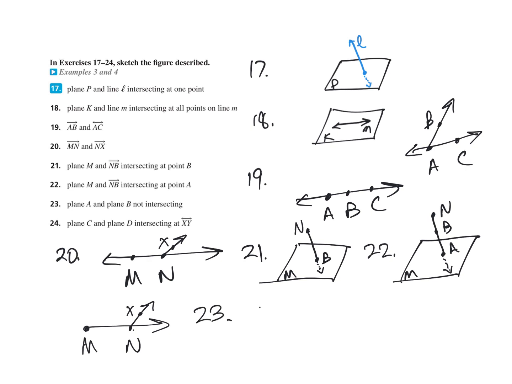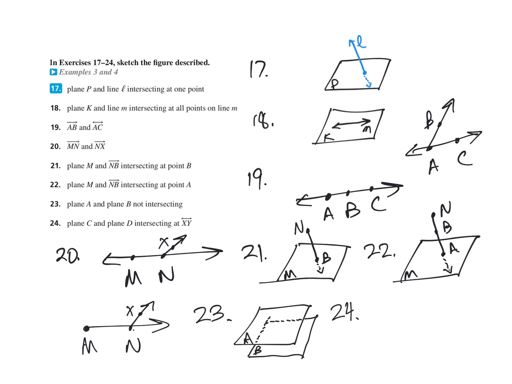23, plane A and plane B not intersecting. Okay, so we're going to draw this the exact same parallelogram, except the one behind it has to be parallel, has to be dotted. There, it looks like two papers on top of the other. So that's plane B, plane A. They do not intersect because they are parallel.